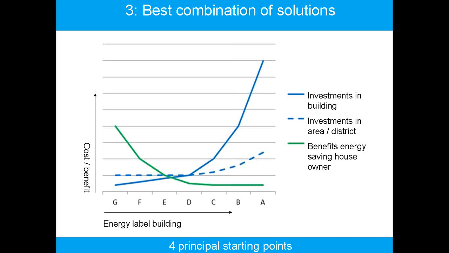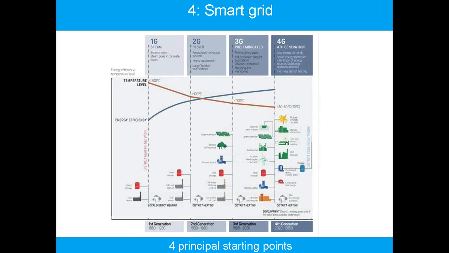Then at a certain point, and whether it's at a D level or a B level or C level, the point is that there comes a point where investing in the building, investing in the envelope, the costs will rise exponentially while the benefits do not. And there comes a point where investing in the area, like district heating, makes more sense. So we really focus on and. So not just one, but a combination of optimal solutions.